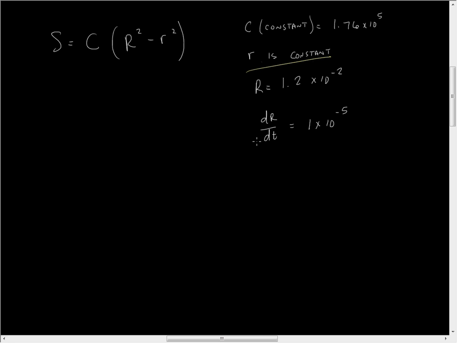Find the rate at which S changes with respect to t. Okay, so we need to find ds/dt. Our chain rule says that ds/dt is the same as ds/dR, and now R is changing with respect to t, so that's a variable, times dR/dt.